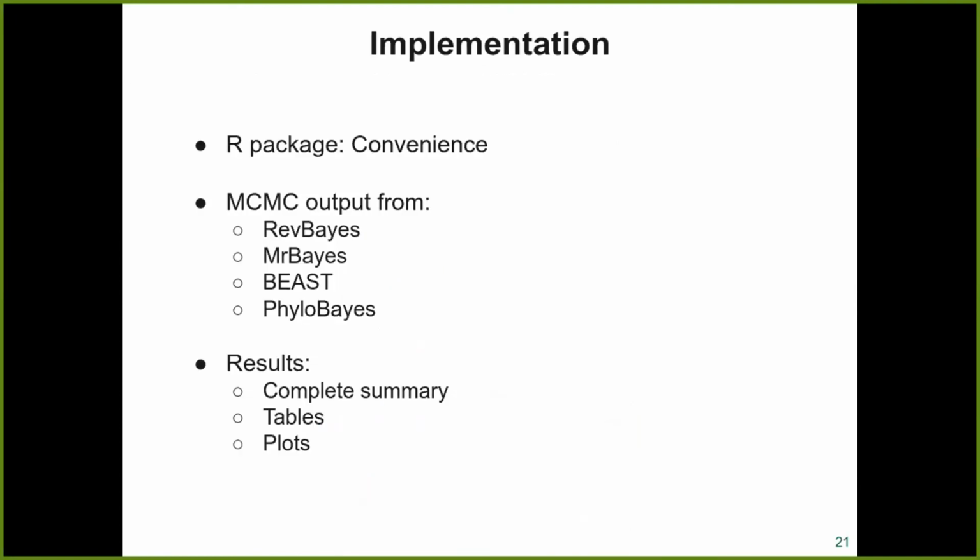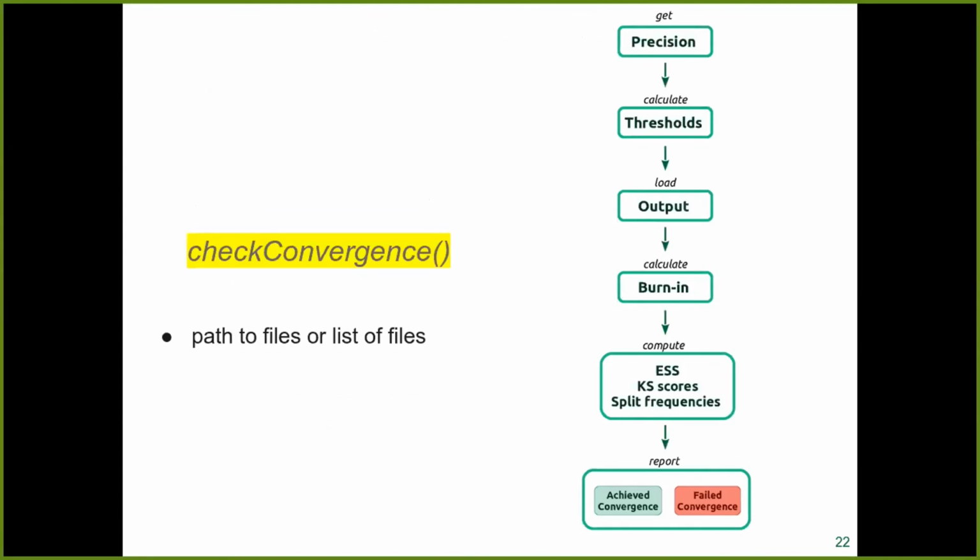And all of that is implemented in an R package called Convergence. It accepts MCMC output from RevBayes, MrBayes, BEAST, and PhyloBayes currently. And the results provide a complete summary of the convergence assessment, as well as tables and also plots. And the method that I described here is all implemented in one wrapper function called checkConvergence.